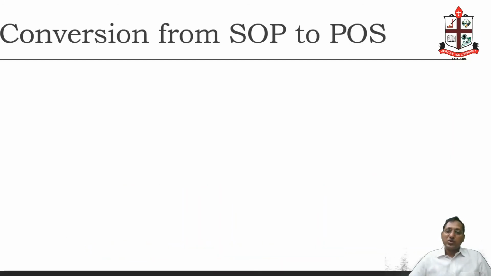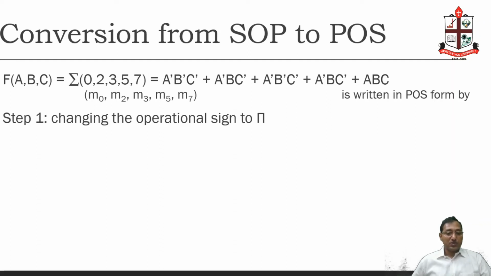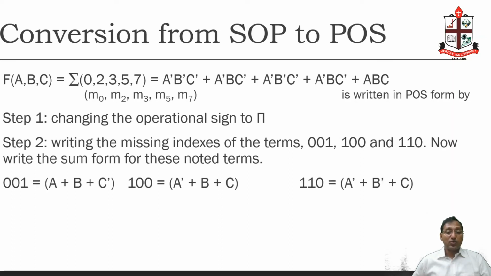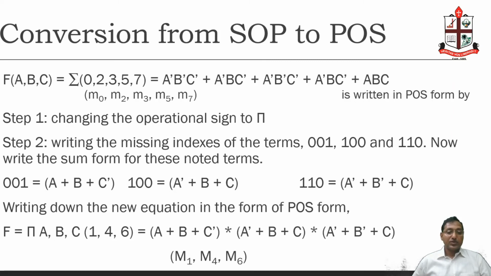Now we will see how to convert an SOP into POS. Now consider this SOP, which has got 5 terms. Now we will convert this Boolean function into POS following a few steps. So first we change the sign from sigma to pi. So 3 are missing. So 0, 0, 1, 1, 0, 0 and 1, 1, 0. So we write them in the notation like this. Now we write down the new equation using the pi. So this is the conversion of SOP into POS.